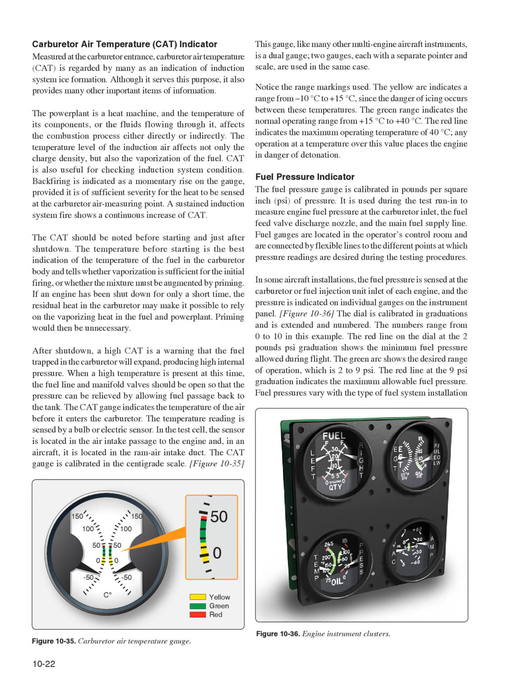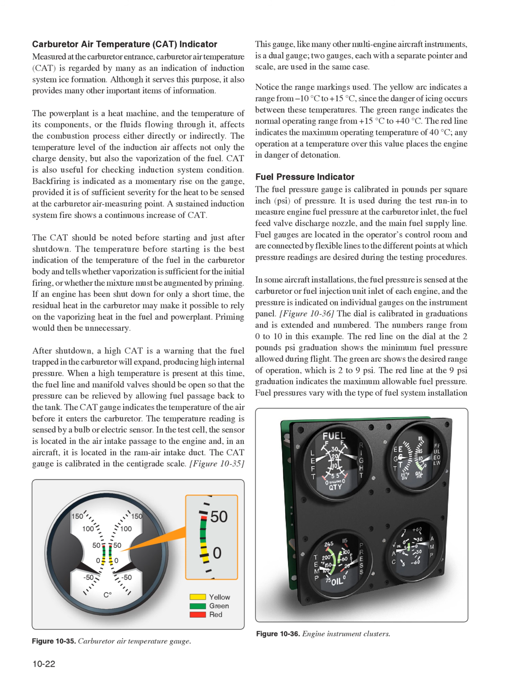Carburetor air temperature, CAT, indicator, measured at the carburetor entrance. Carburetor air temperature is regarded by many as an indication of induction system ice formation. Although it serves this purpose, it also provides many other important items of information. The power plant is a heat machine, and the temperature of its components, or the fluids flowing through it, affects the combustion process either directly or indirectly.